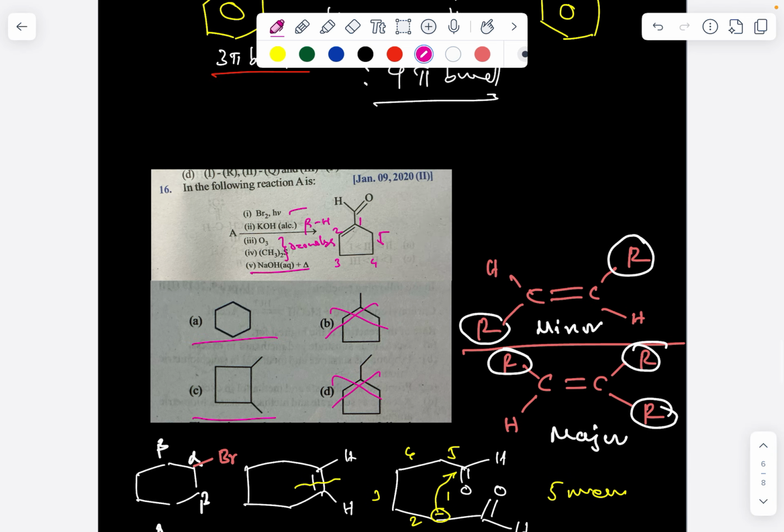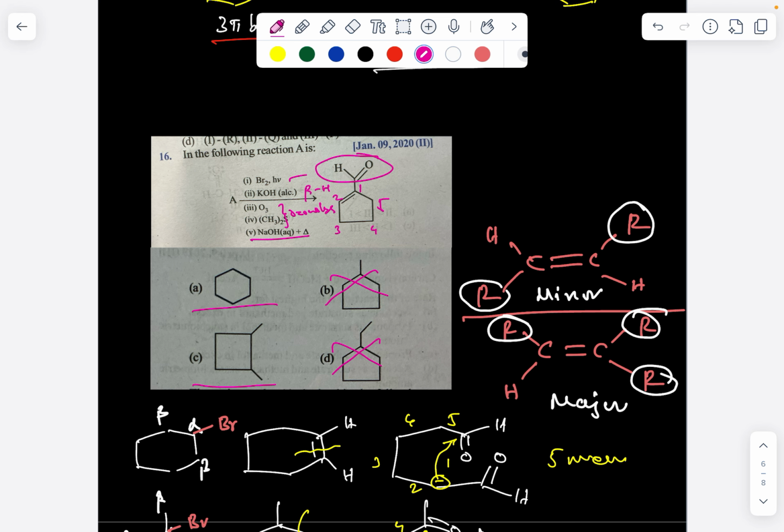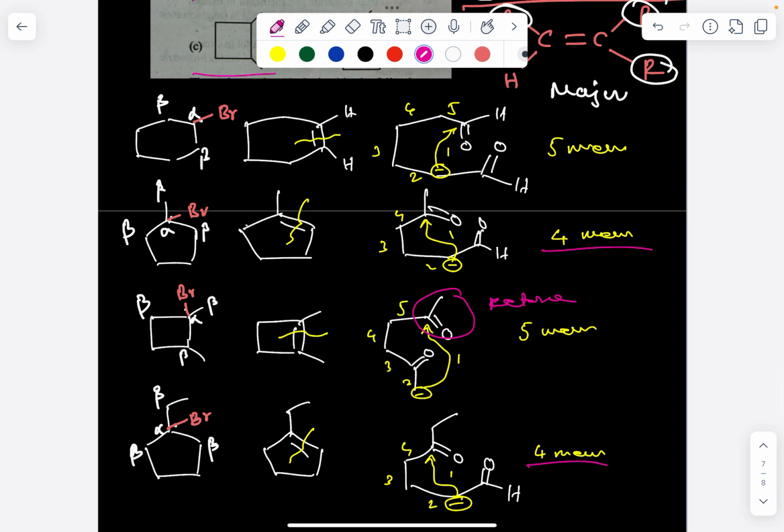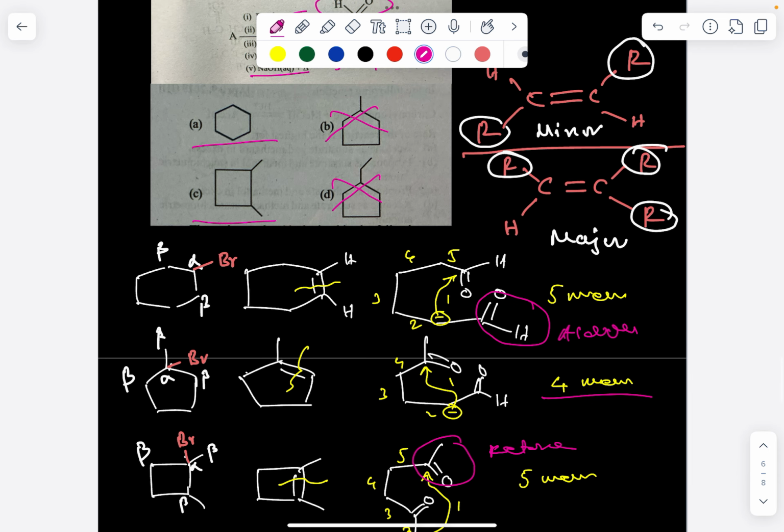And now in this product I have the aldehyde functional group. So in the 5-member system, here I have the ketone functional group, here I have the ketone functional group, but here I have the aldehyde functional group. So obviously option A is the correct one.